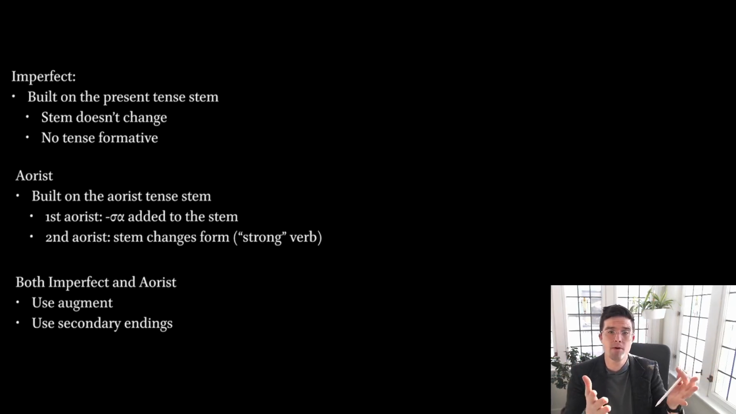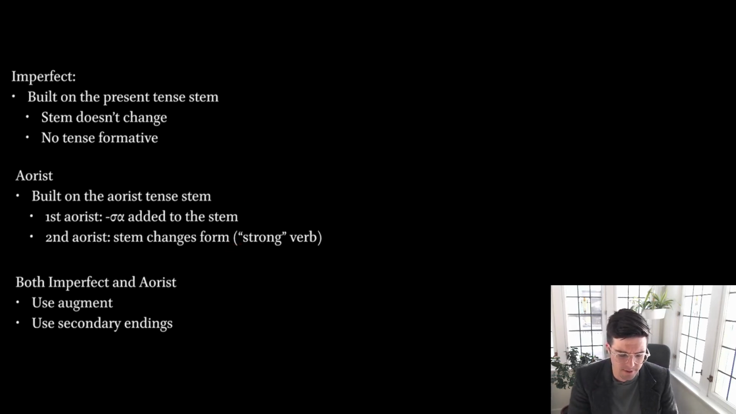And so to summarize the similarities and differences that we're going to see between the imperfect and the aorist in the middle and the passive indicative, the imperfect is going to be built on the present tense stem, so it's not going to change its stem form at all. That stem is going to look like the stem in the present tense verb, the verb that you would find in the dictionary. And you're not going to have a tense formative. There's not going to be any sigma in the imperfect. Whereas the aorist is going to be built on the aorist tense stem, whether that's with the sigma tense formative added to the stem, or the stem changing as in the second aorist.